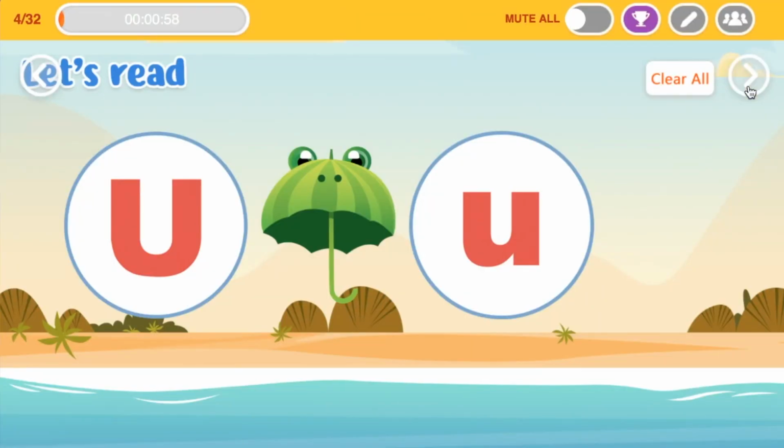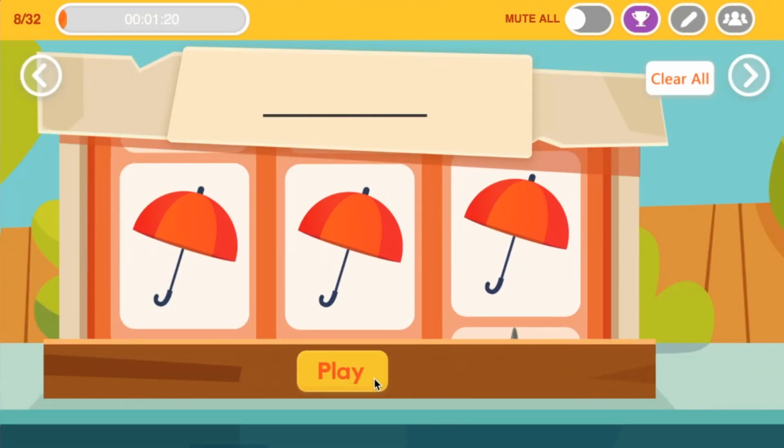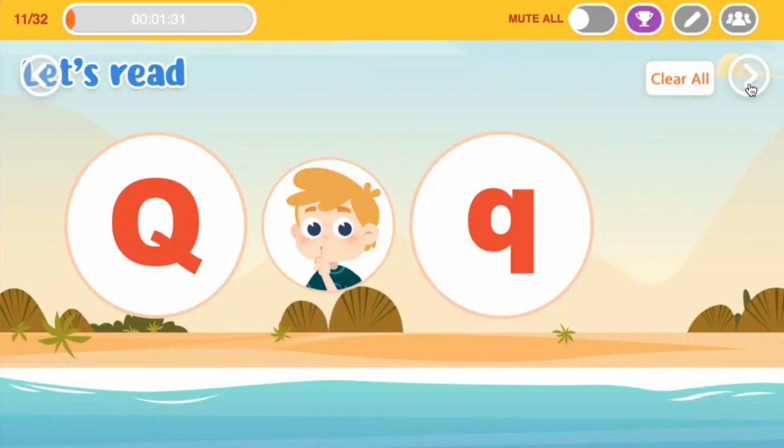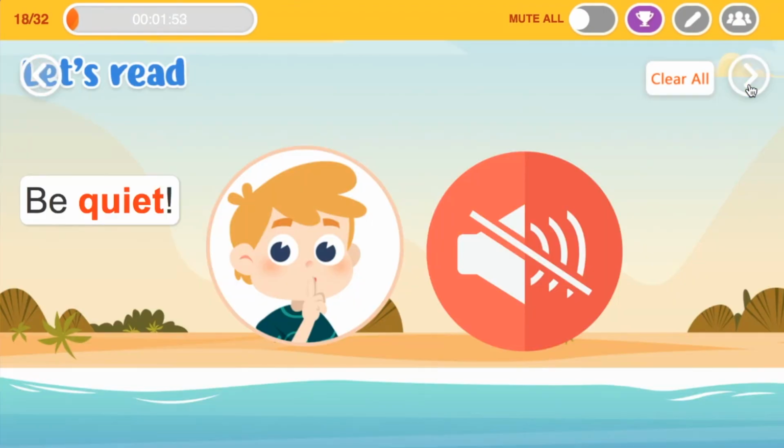We're using the lesson "It is an umbrella" as our sample lesson. When previewing the slides, we can see that there are two sections to this lesson. One section for letter Q, and one section for letter U.